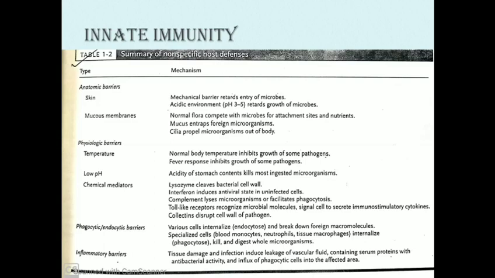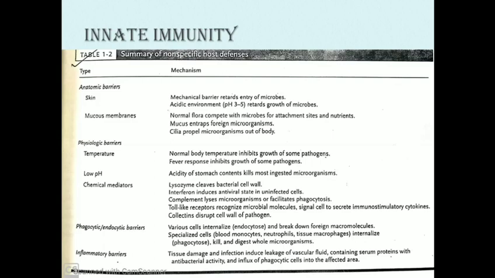Then low pH, the acidity of the stomach. We know that the stomach contains gastric juice. The pH is almost 1 to 2. It's highly acidic, and the acidic environment kills ingested microorganisms because microorganisms are not able to tolerate very highly acidic environmental conditions. So they will obviously die.